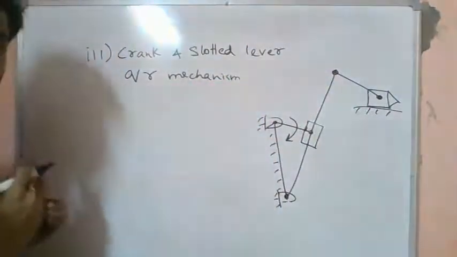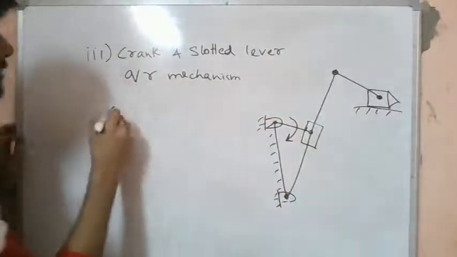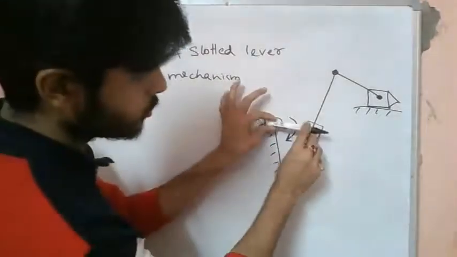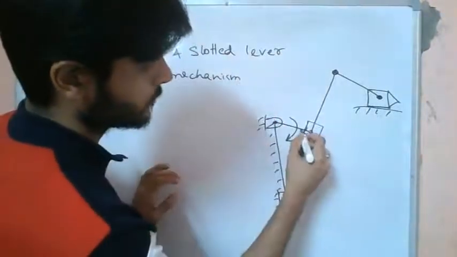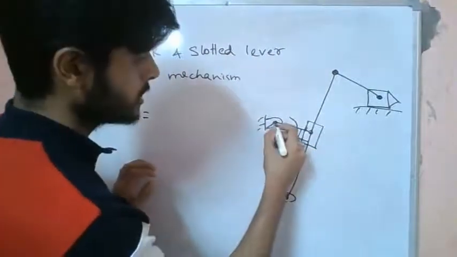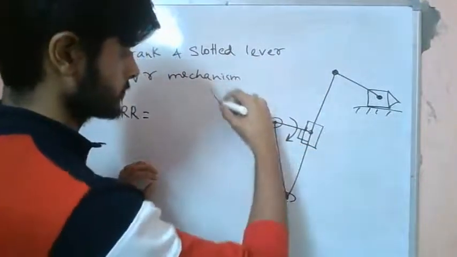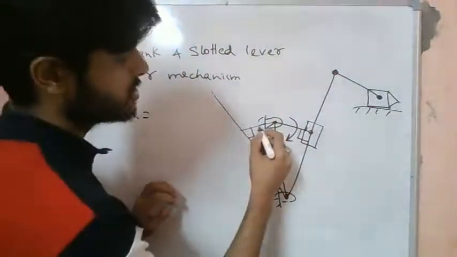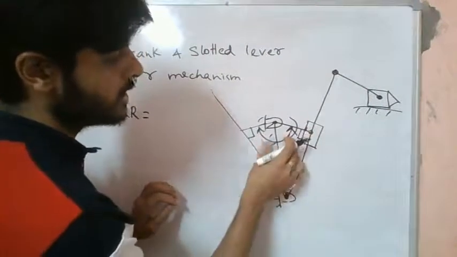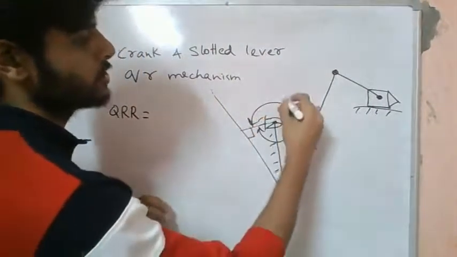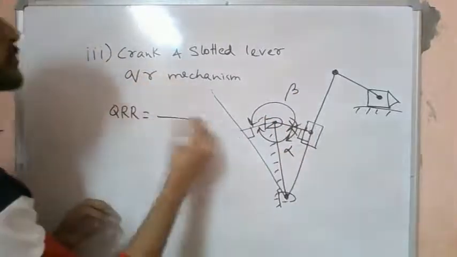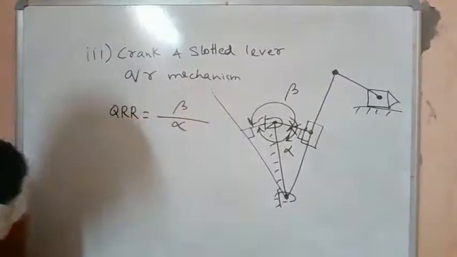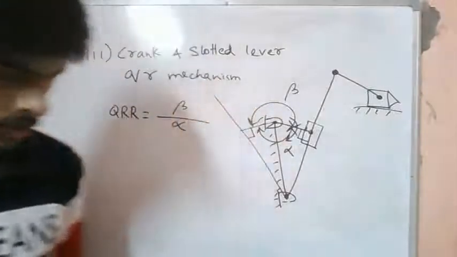Fine. So how do we find out the quick return ratio in this case? We have to look for the extremes. The extreme condition will be when this crank becomes perpendicular to this link. Similarly, in the opposite direction, when this angle becomes perpendicular. So these are the extreme conditions. This is the return angle, and this is the advancing angle. So this is beta, this is alpha, and the ratio is beta by alpha. We will try to solve one or two problems using the quick return ratio.